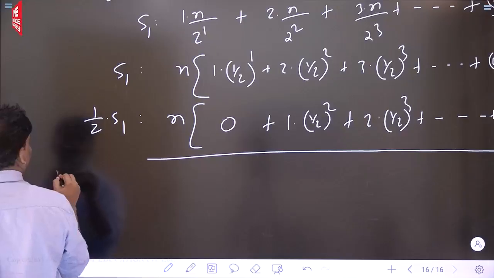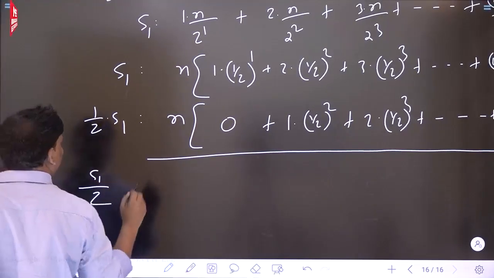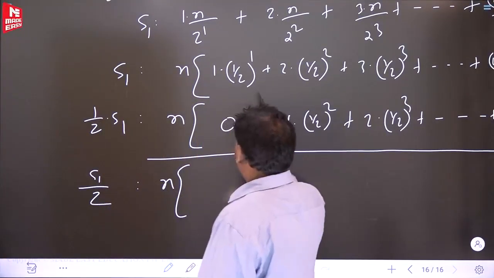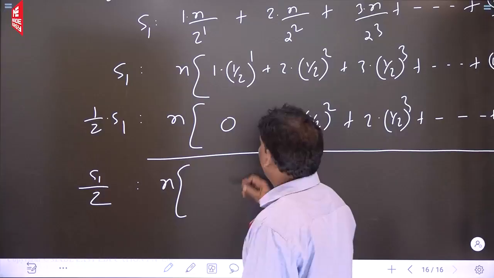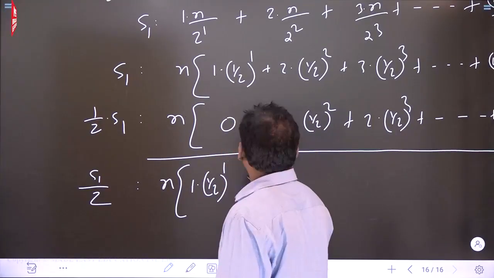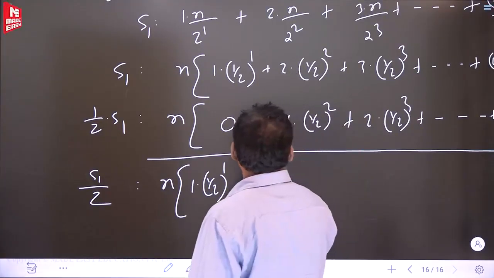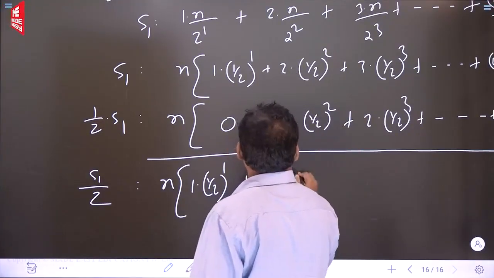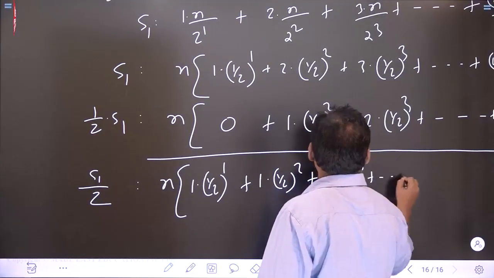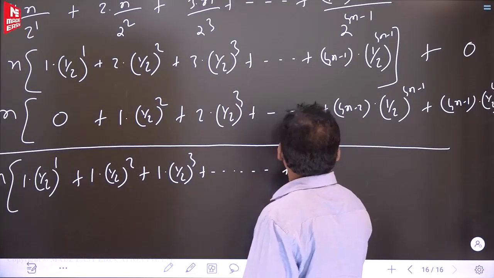This will become S1 minus 1 by 2 S1, so S1 by 2 is equal to, n is already there. Now substitute and simplify. It will become 1 into 1 by 2 whole power 1. You are subtracting. 1 into 1 by 2 whole square, 1 into 1 by 2 whole cube. Can you say what the last one is?